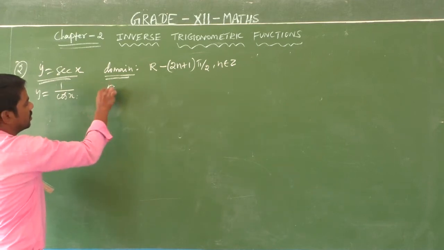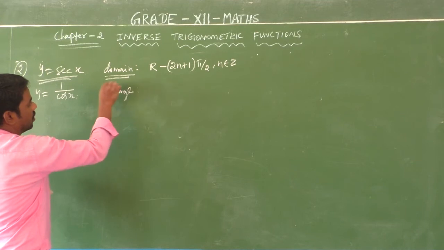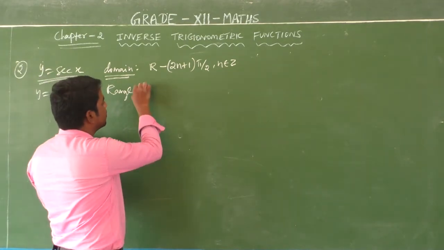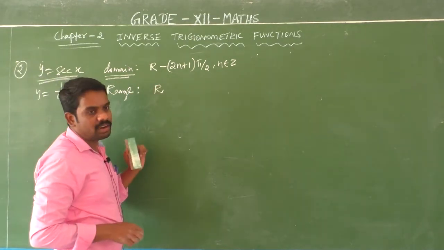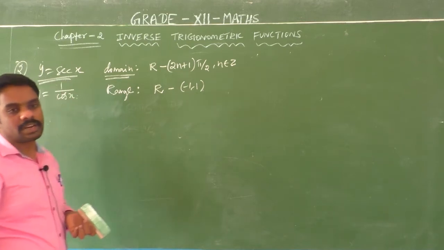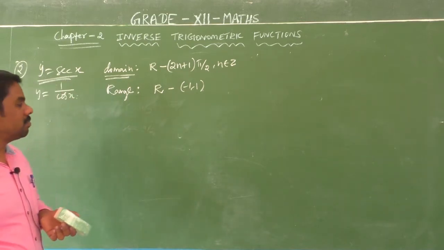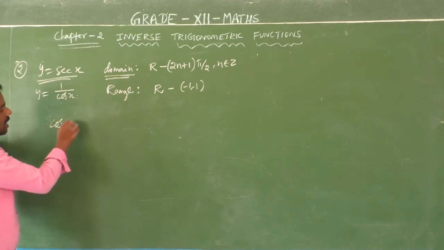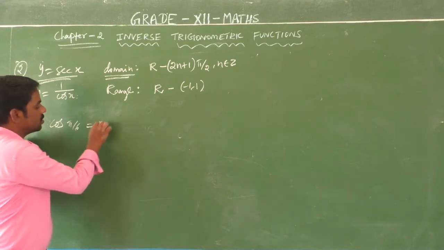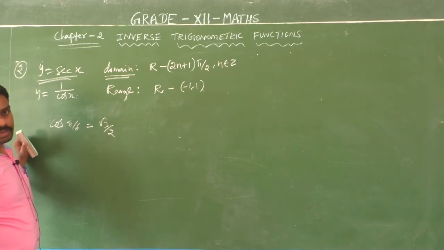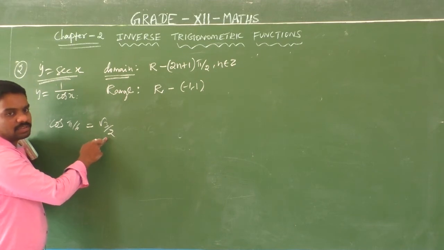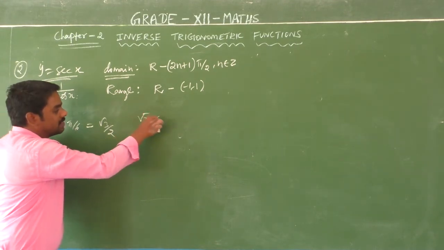Range. Range of this function y equal to secant x is the set of all real numbers except the open interval minus 1 comma plus 1. For example, cos pi by 6. Cos pi by 6 value is root 3 by 2. Here root 3 is 1.7 something divided by 2. So 1.7, here root 3 is less than 2.